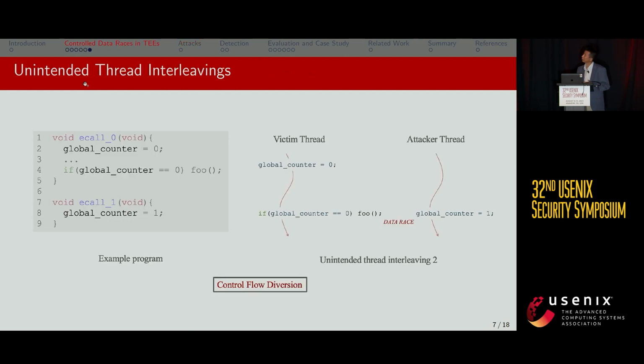Based on these two observations, we know the data races in enclaves are quite different from the normal case. And based on that, the data race detector is also different. The data race detector in the classic case cannot detect those interleavings, because those interleavings only happen with this kind of thread model. You consider the operating system malicious, and it creates a new thread interleaving that the programmer never knew.